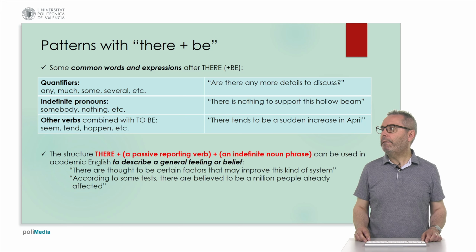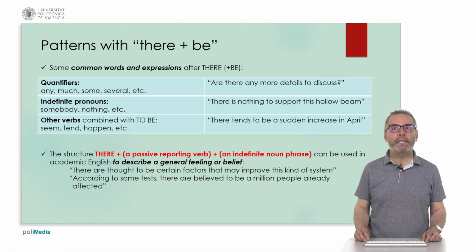There is nothing to support this hollow beam, or other verbs, as we have seen a minute ago, combined with to be, such as seem, tend, happen, etc. There tends to be a sudden increase in April. The structure there plus a passive reported verb plus an indefinite noun phrase can be used in academic and formal English to describe a general feeling or belief.